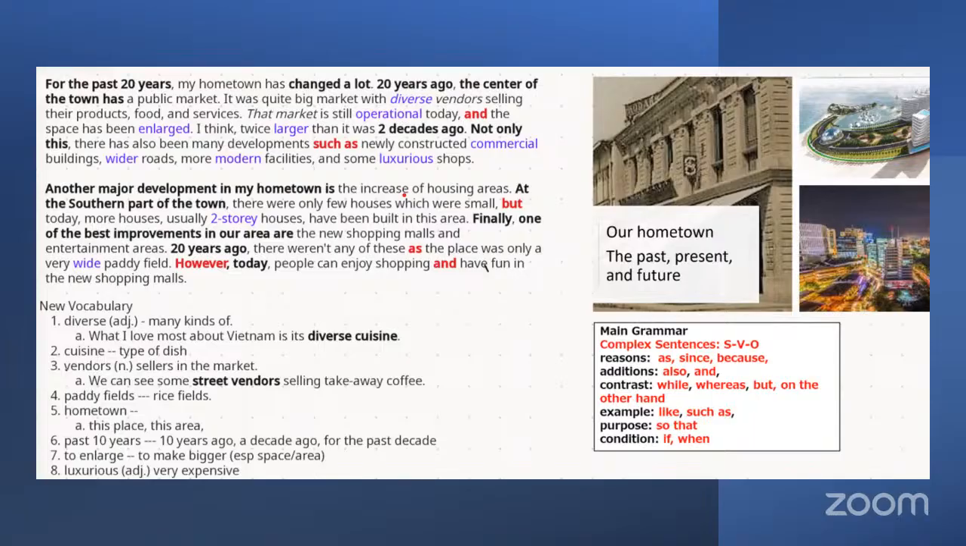In the past, there were only small houses and rice fields. There were not many shops or big buildings. People lived a simple life. However, today my hometown has many food shops and coffee shops. People can eat, drink coffee, and relax with their friends. The town is more lively and comfortable now.